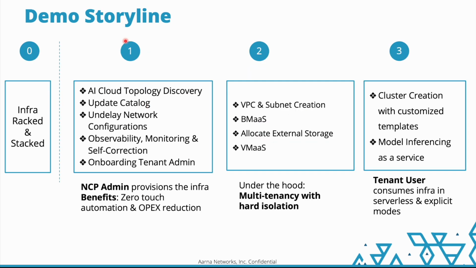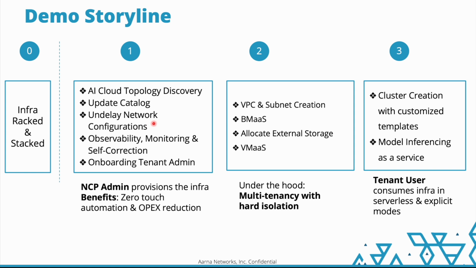So this is the demo storyline that we are going to see. So once the infra is racked and stacked, then our software comes in. So we start with complete automated discovery of the topology that we just saw. And once the topology is discovered, the admin persona can update the catalog. We create underlay network configurations. You can see some various observability and monitoring aspects of our product. And then finally, we onboard the tenant who shall use this infra. So this provides real zero touch automation and OpEx reduction benefits for the customers.